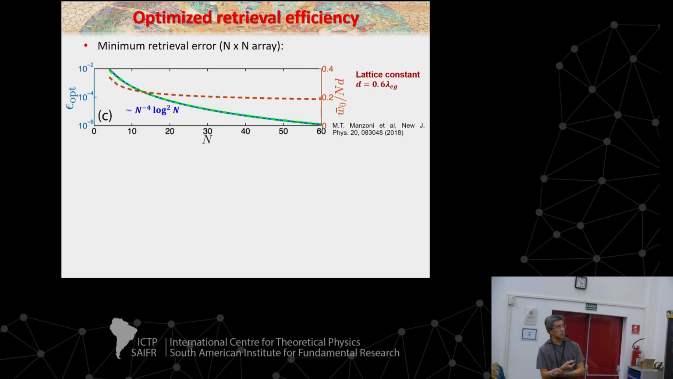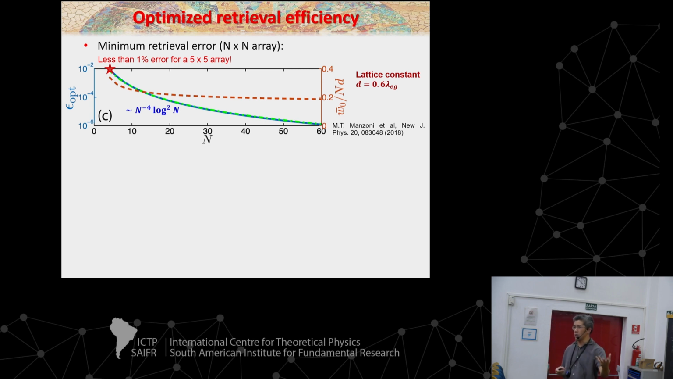And then instead of abstract scalings, you can also look at realistic numbers. As a function of linear system size, linear number of atoms, the blue curve here is the numerical error. And what's remarkable is that if you in the lab just create even a small 5 by 5 array of atoms, which is certainly possible in principle, that can already get you to less than 1% error for quantum memory.